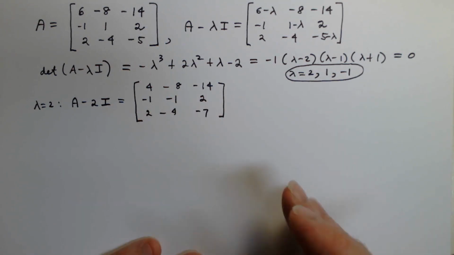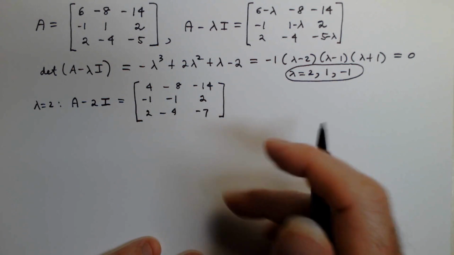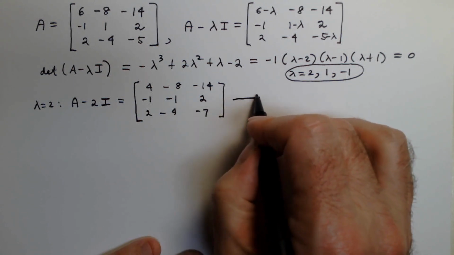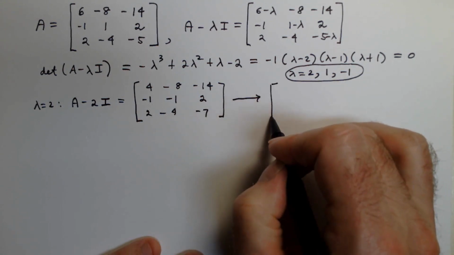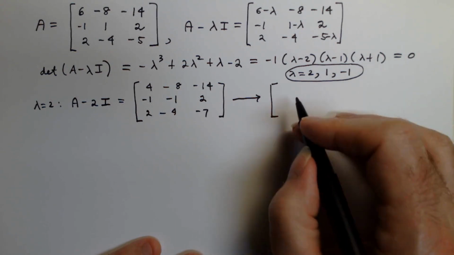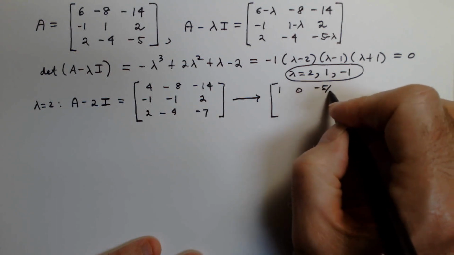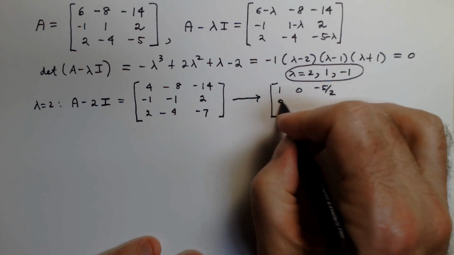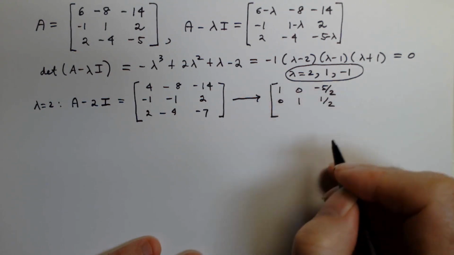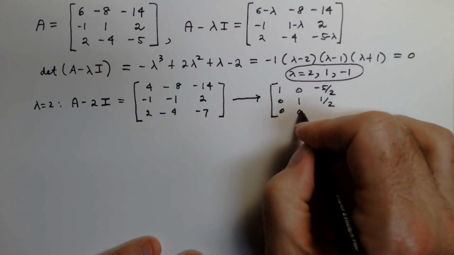Now, when we row reduce this matrix and put it into its reduced row echelon form, the matrix we end up with looks like this: 1, 0, negative 5 halves, 0, 1, 1 half, and 0, 0, 0.